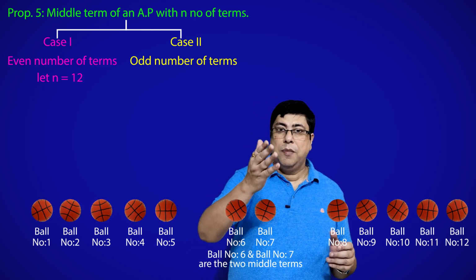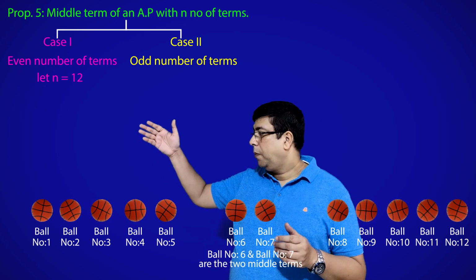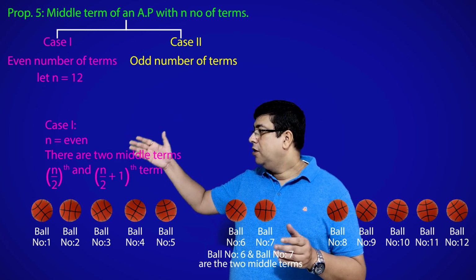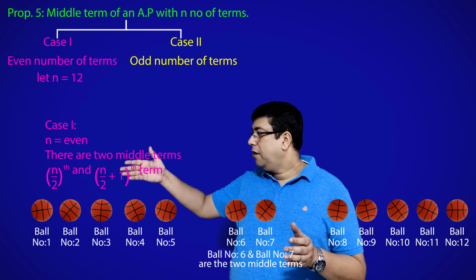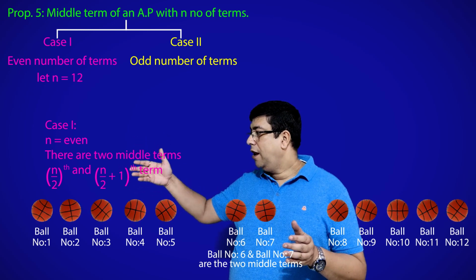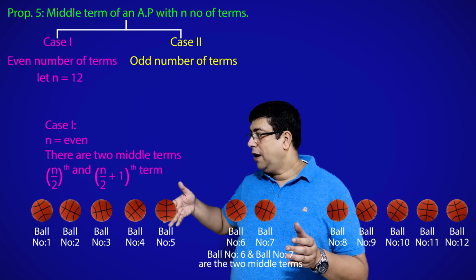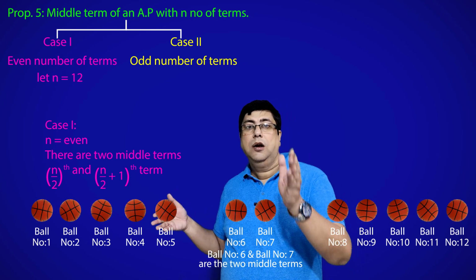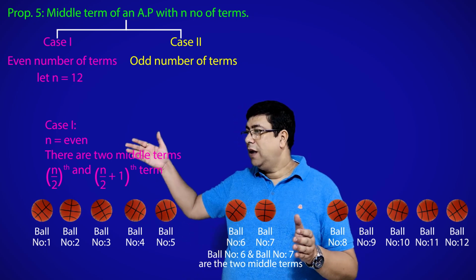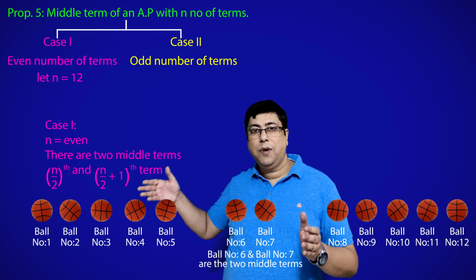Therefore let us make one formula. Let's see. When n is an even number, the middle terms are the n by 2th and the n by 2 plus 1th. So everybody, there are 2 middle terms: one is the n by 2th term and the other is the n by 2 plus 1th term.